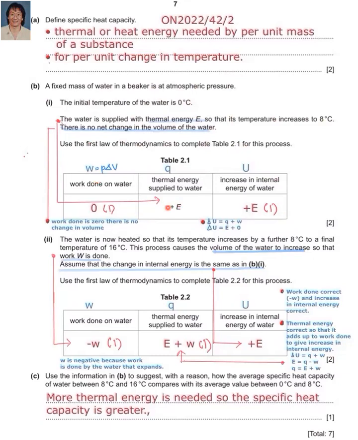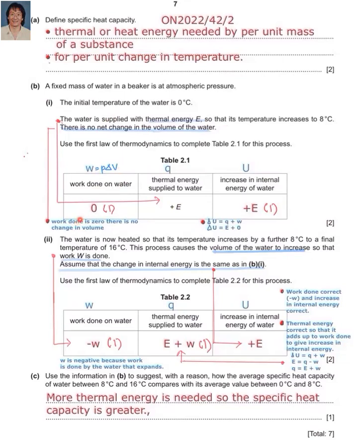The thermal energy supplied to the water is E because the question mentioned it: the water is supplied with thermal energy E. That's why it's plus E. This question carries 2 marks, 1 mark for this, 1 mark for this. The work done on the water is 0 because the question says there's no net change in the volume of the water. The formula to find work done is W equals P times delta V. Since your delta V is 0, the work done is 0.